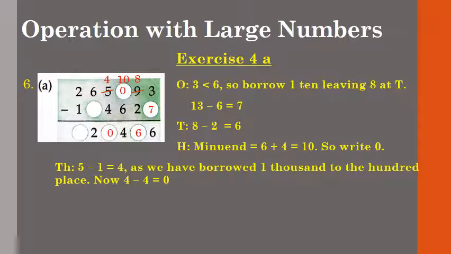At 1000 place children, 5 minus 1 is equal to 4, because we have borrowed 1000 to the 100 place. Okay, so now what will we do? At 1000 place, 4 is left, so 4 minus 4 is equal to 0, right? So our fourth missing digit is 0.